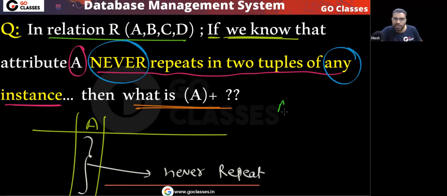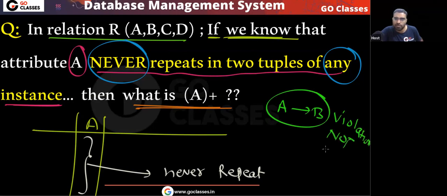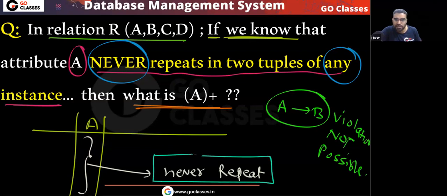If this will never repeat, can you violate this FD? Is this violation possible or not? Please tell me. Do you agree? Is this clear? Let me know. So very simple point. If you know this A value will never repeat, then this violation is never possible.